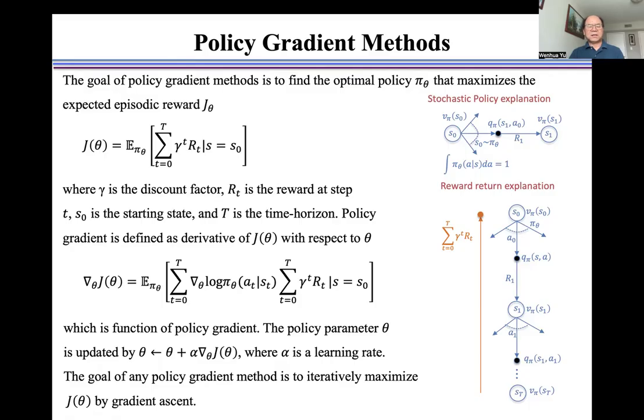Policy gradient is defined as a derivative of G with respect to theta, as shown here, which is a function of the policy gradient. The policy parameter theta is updated by using this formulation, where alpha is the learning rate. The goal of any policy gradient method is to iteratively maximize G by gradient ascent.